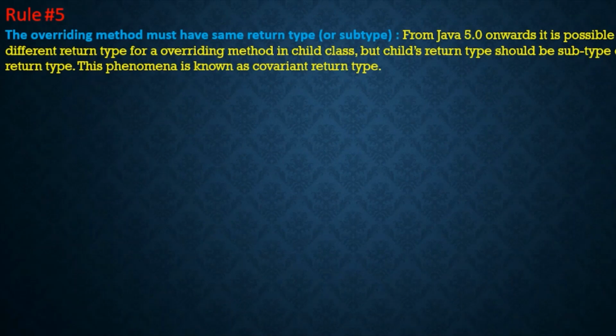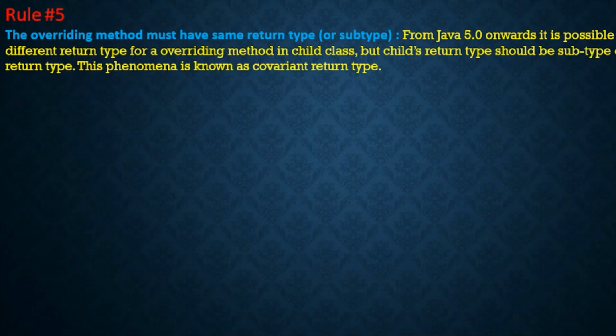Rule number 5: the overriding method must have the same return type or a subtype. I have already discussed the method return type. For example, we have an add method. If the superclass returns double, the subclass may return double.